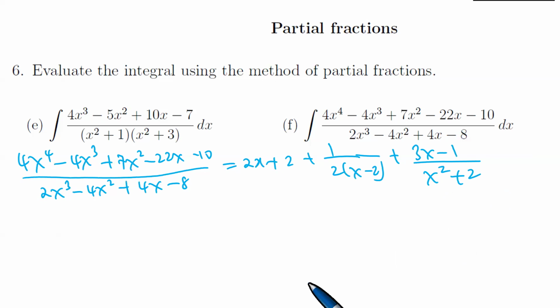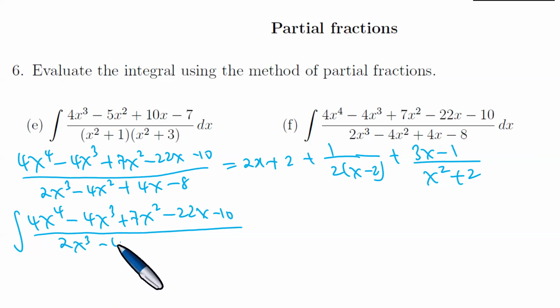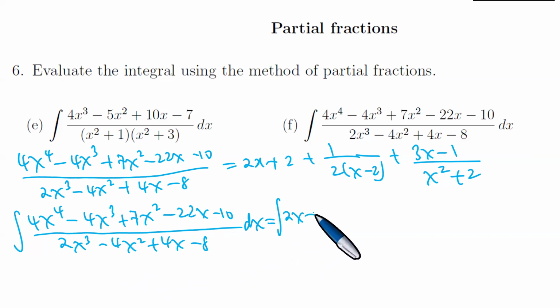Okay. Now we are in business and we want to just get the integral of this. So the integral of 4x to the fourth power minus 4x cubed, 7x squared, 22x minus 10, all divided by 2x cubed minus 4x squared plus 4x minus 8. Two x plus 2.